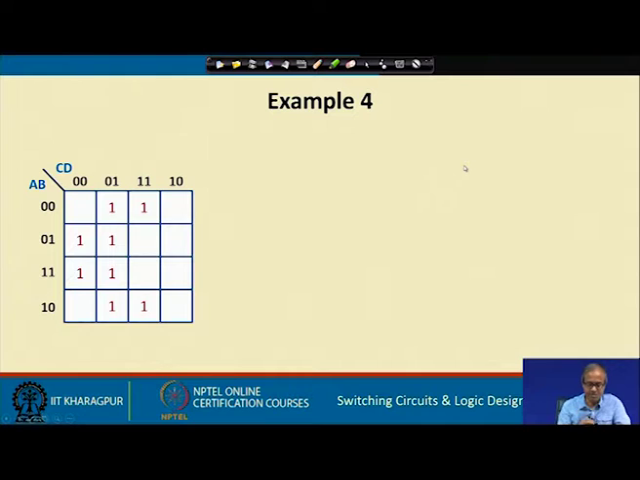Let us look at some more examples. Take an example like this.